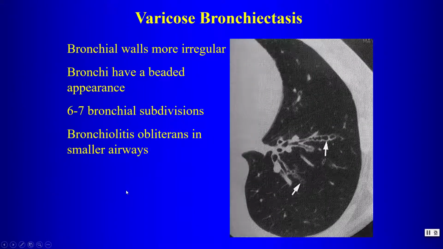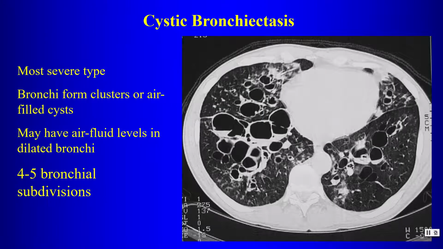Next, we have varicose bronchiectasis. So here, the bronchial walls are somewhat more irregular and beaded, as you see here. Here, there is some destruction of the distal subdivisions of the bronchi, so only 6 to 7 bronchial subdivisions are intact. And more distally, you can have bronchiolitis obliterans within these smaller airways.